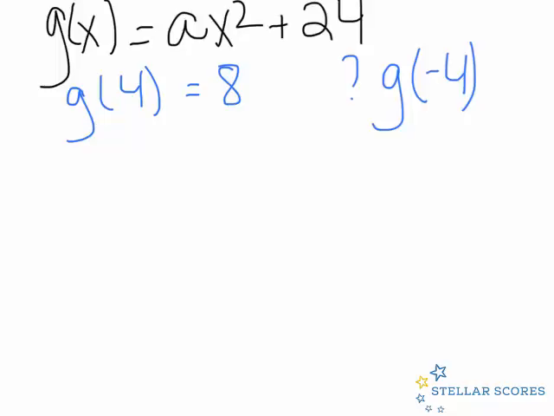This question gives us a function, g of x equals ax squared plus 24. It also tells us g of 4 is equal to 8, and it wants to know what is g of negative 4. In order to figure this out, first let's quickly review functions.